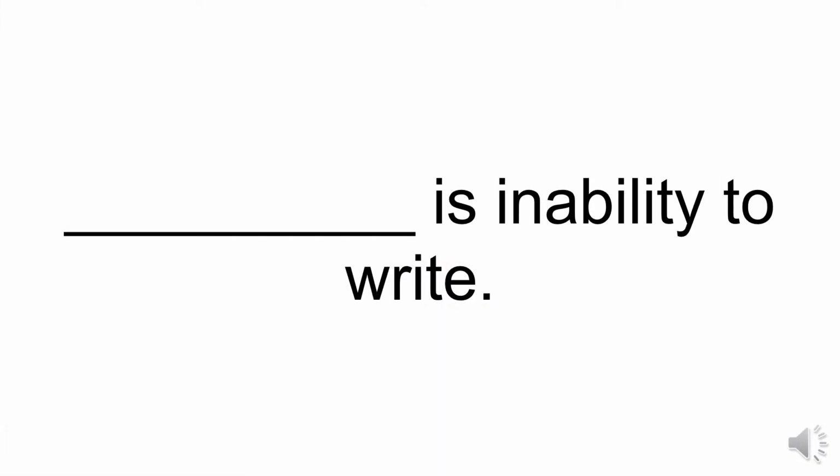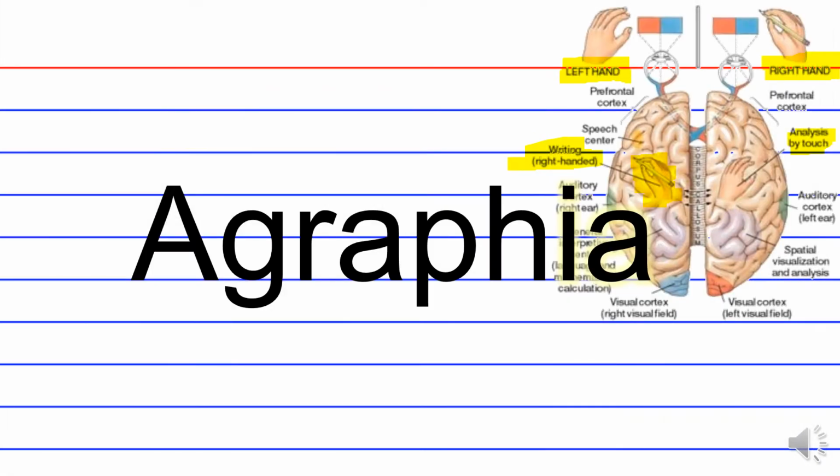Blank is the inability to write. So what term describes the inability to write? That would be agraphia, and this is your handwriting region right here. This is the superior medial part of the frontal parietal cortex on the left side of the brain. So damage to this area would impair your ability to write, if it weren't hand related directly, like you didn't break your hand or something.